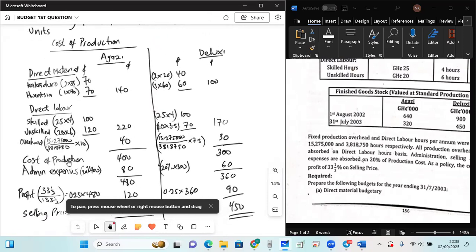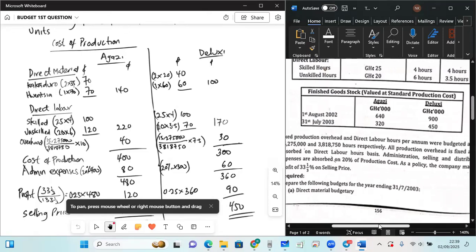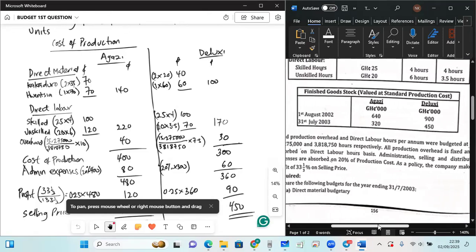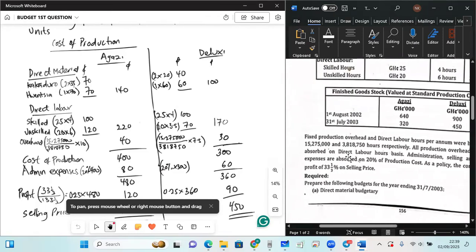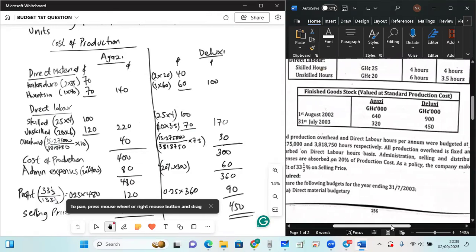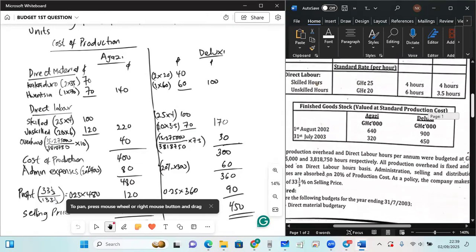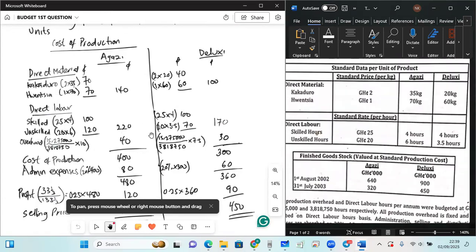All right. So now, if we want to get the overhead, we find the absorption rate, the overhead absorption rate, which is going to be the fixed production overhead over the direct labor hours. Now, when we do that, we multiply it by the labor hours that were used by each of the labors, because they said they absorb it on the budget on the labor. So they said all production overhead is fixed and it is absorbed on direct labor hours basis. So now we find the direct labor hours for the skilled and then unskilled labor, right?